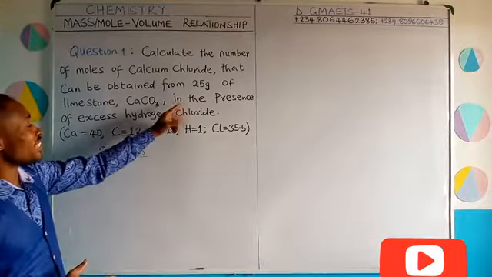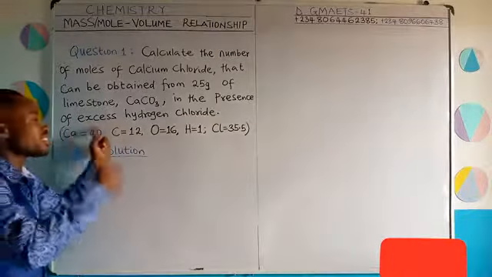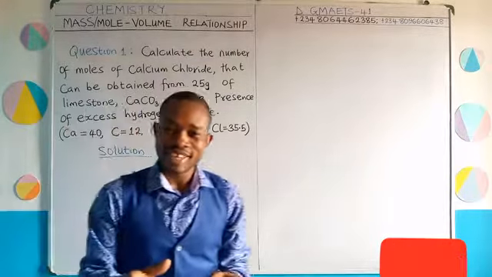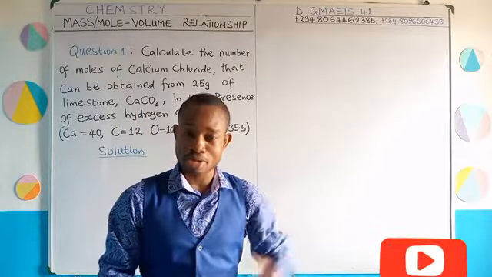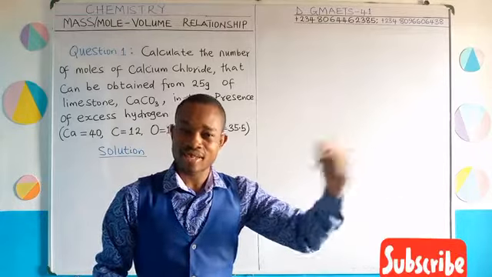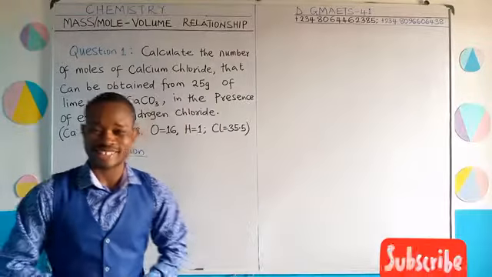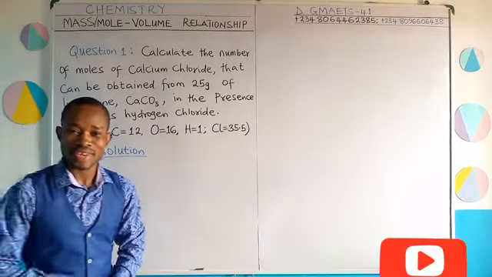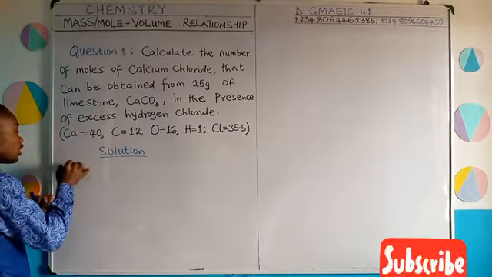Here we are told that it is in the presence of excess hydrogen chloride. That simply means that hydrogen chloride is going to react with limestone, calcium trioxocarbonate 4. And then in the reaction, we expect that calcium chloride will be obtained in the product. Hence, we will write the reaction equation. Is that okay? So I'll write the equation for the reaction.